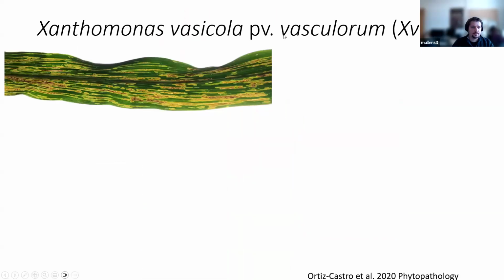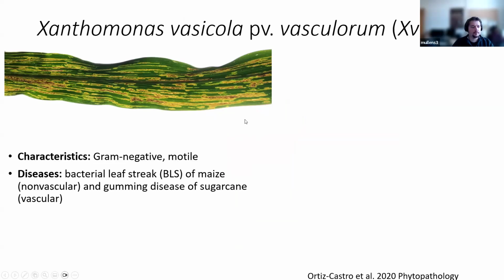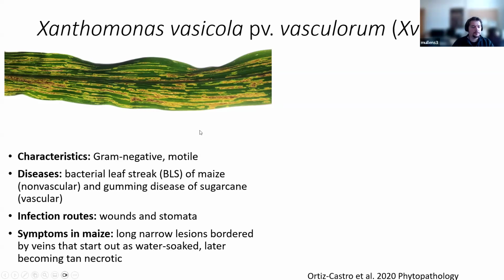So the pathogen that I've been studying is Xanthomonas vesicola, pathovar vasculorum. It's a non-vascular pathogen of maize. It's gram-negative and motile. It's typically characterized as causing bacterial leaf streak of maize, which is, as I mentioned, a non-vascular disease that's vein limited, but it also causes gumming disease of sugarcane, which is a vascular disease. So it colonizes the xylem in sugarcane. It's known to get in through wounds and stomata, cause these long, narrow lesions that start out water soaked or vein limited, typical of bacterial leaf streak pathogens.